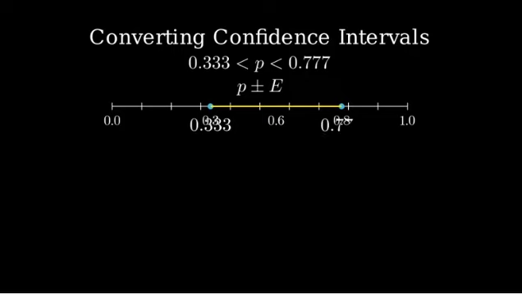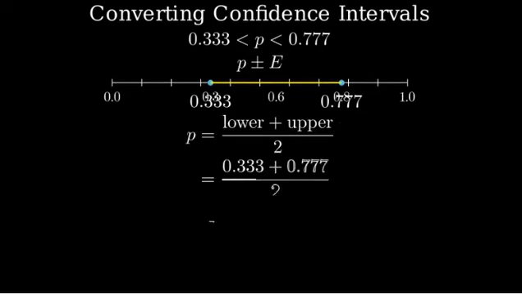Our interval starts at 0.333 and extends to 0.777. To find P, we need to find the midpoint of our interval. We can do this by adding the upper and lower bounds and dividing by 2.